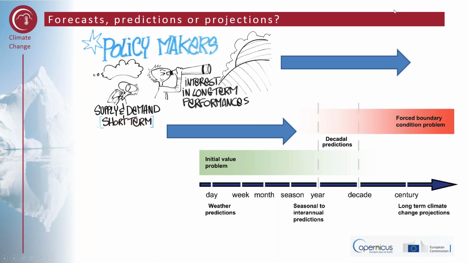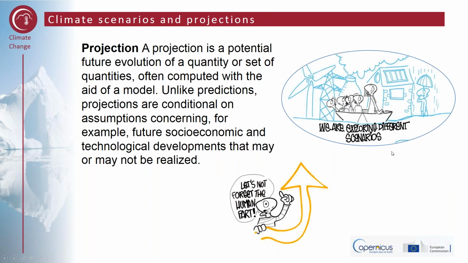So as Phil just told us, for seasonal forecasting, it's what we call an initial value problem. The starting point of the climate system is very important. For climate projections, it's what we call a forced boundary condition problem. And I'll talk a bit more about that and explain what I mean by that. But first of all, let's start out with some definitions.